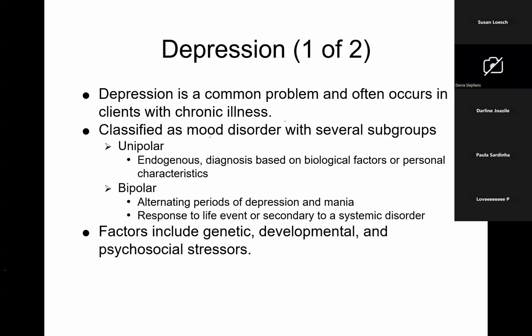Depression, this can happen in people, especially if they have chronic illness like diabetes, high blood pressure, cancer. Major depression or unipolar depression usually comes from within us, and it's based on biological factors that include genetic, developmental, or psychosocial stressors. We also have bipolar. This is going to be a problem with also dopamine and serotonin in the brain. This is where they have alternating periods of being really depressed and really high up, with all this excessive energy that we call mania. This can be genetic, developmental, or psychosocial.